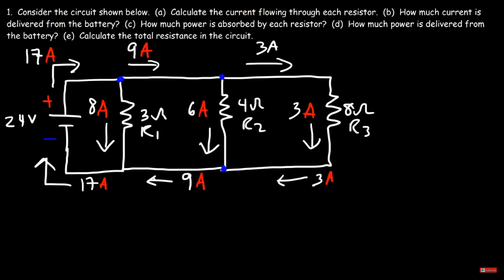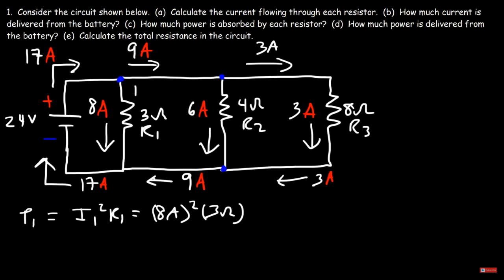Now let's move on to part D. How much power is delivered by the battery? And also part C. How much power is absorbed by each resistor? So to calculate the power absorbed by the first resistor, we can use I1 squared times R1. So we have 8 amps of current flowing through that resistor. The resistance is 3 ohms. So 8 squared is 64 times 3. That's 192 watts.